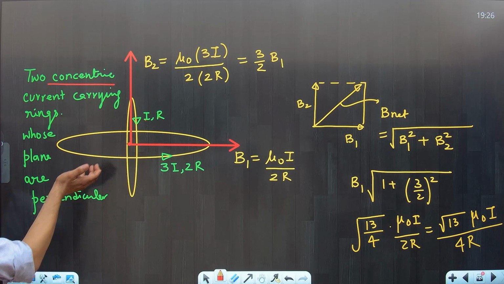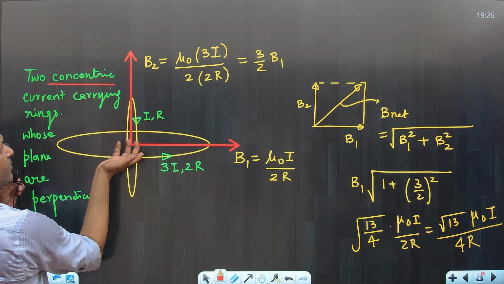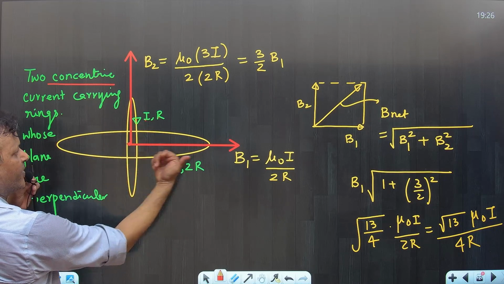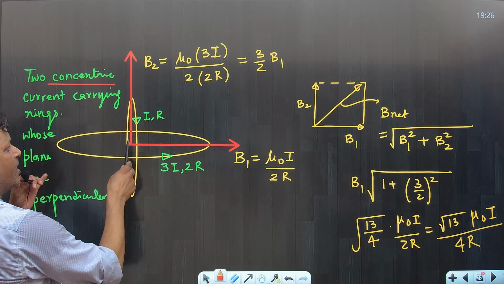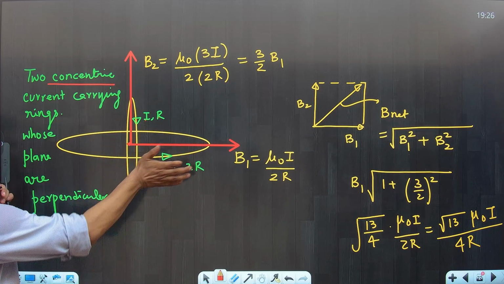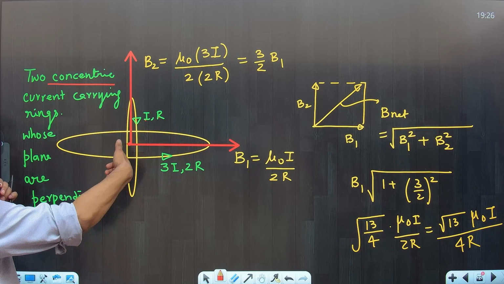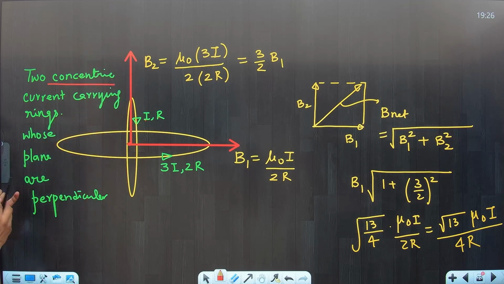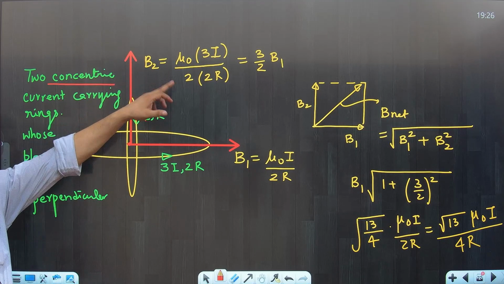So curl your right hand fingers for the first one. For this one, the magnetic field is this one. B1 is mu naught I by 2r at the center. And curl your right hand fingers for this one, like this. Your magnetic field is along this direction. So B2 is mu naught I by 2r.